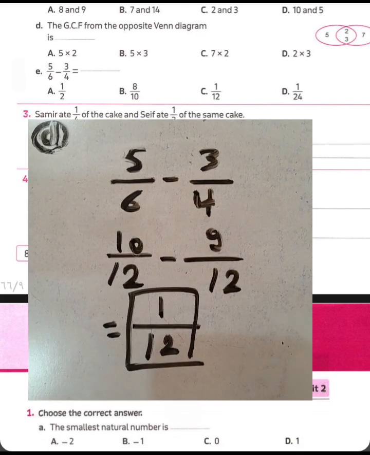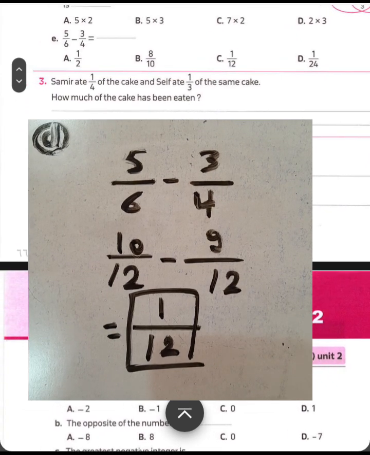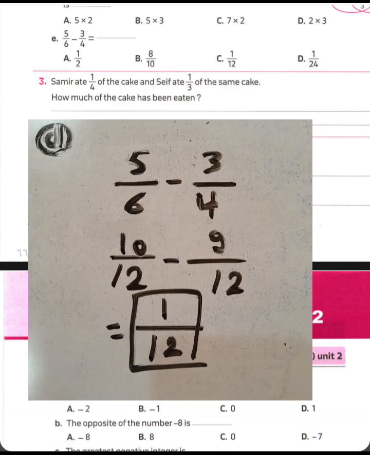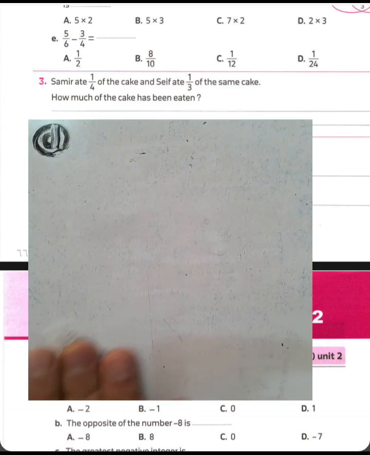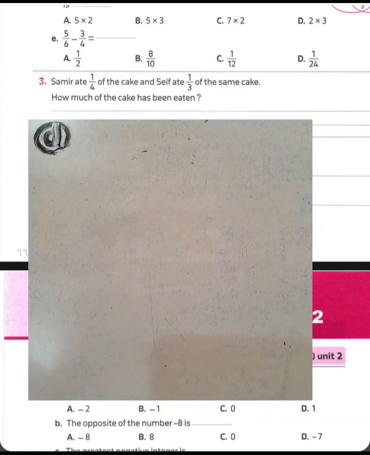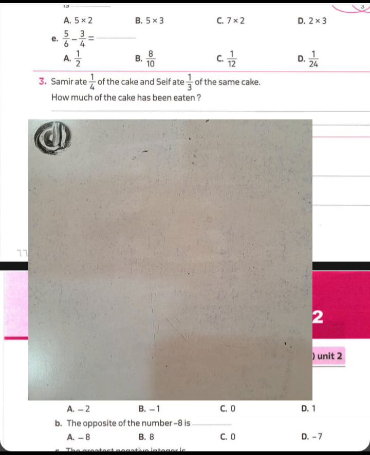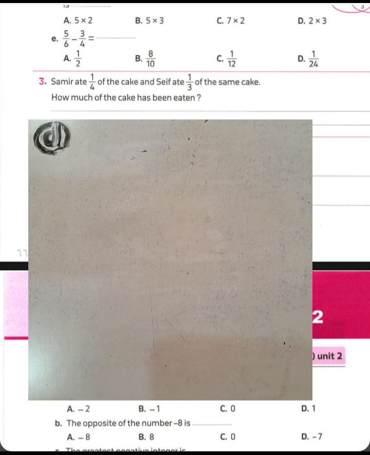Question number 3. Samir ate 1 over 4 of the cake, and Saif ate a third of the same cake. How much of the cake has been eaten? Who can tell me the result? We can add them to find what of the cake has been eaten: a fourth plus a third.